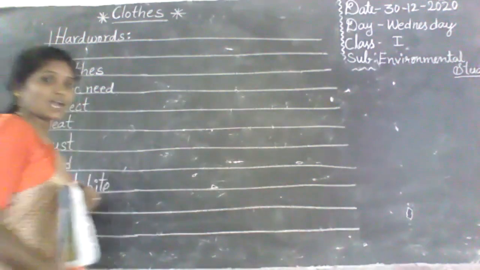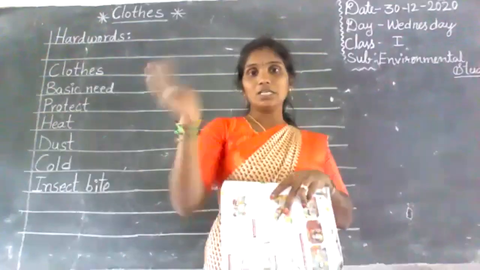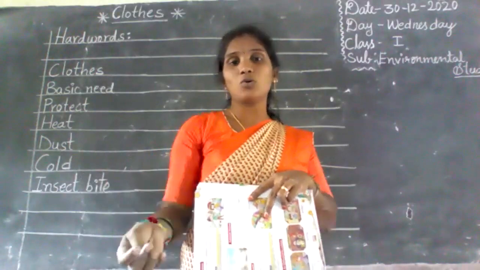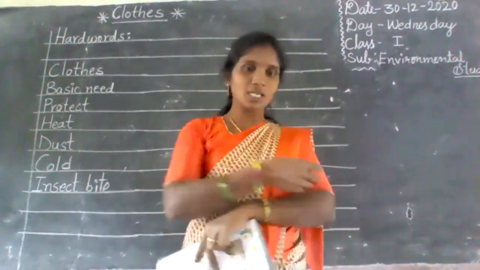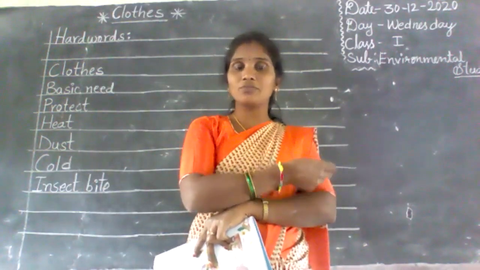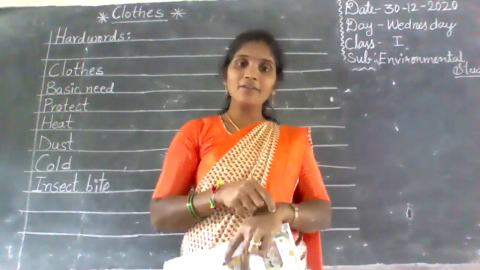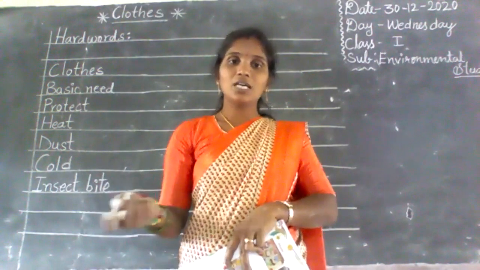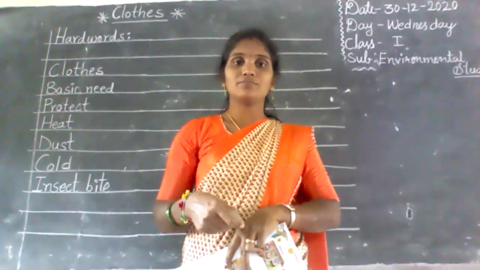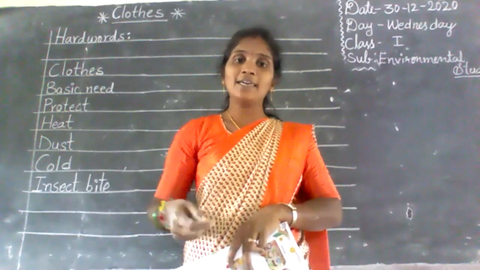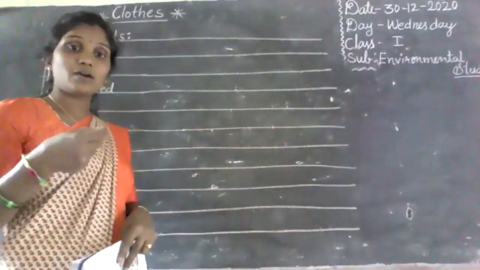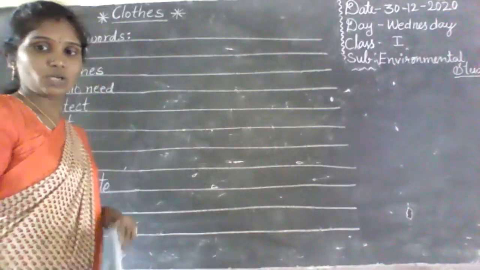Insect bite means, suppose you take a snake. That snake will bite us when we do not use our clothes. Suppose we use clothes, and the snake bites. What happened? We are safe. But when the snake bites without clothes, the poison will go into our body. So we are in danger. That's why clothes protect us from snake and insect bites also.